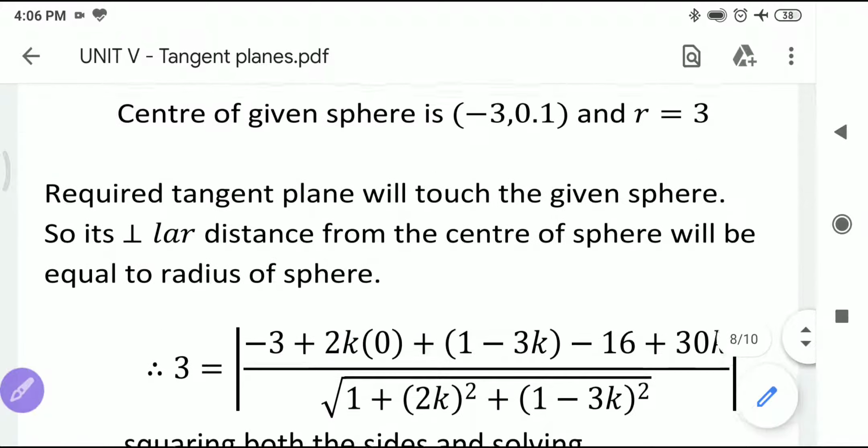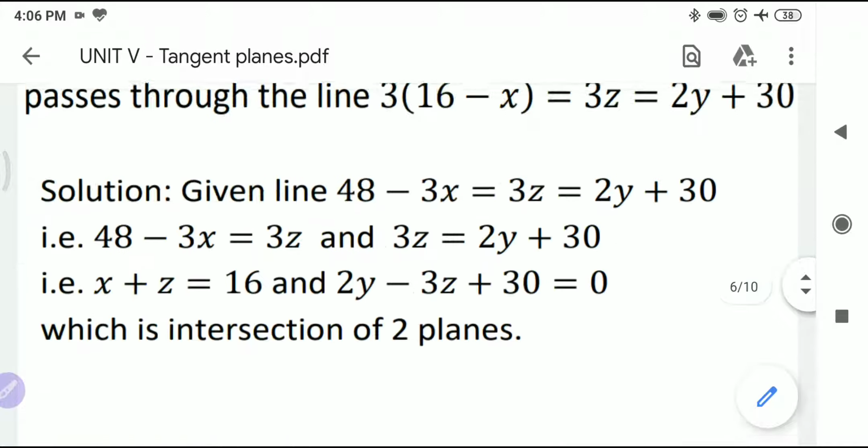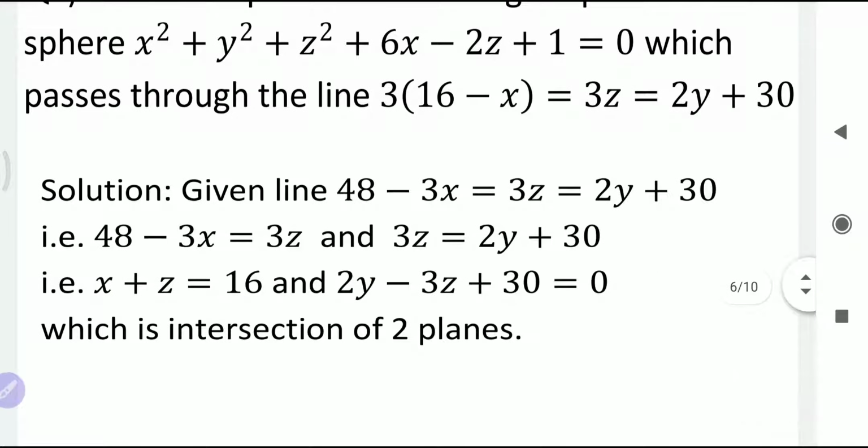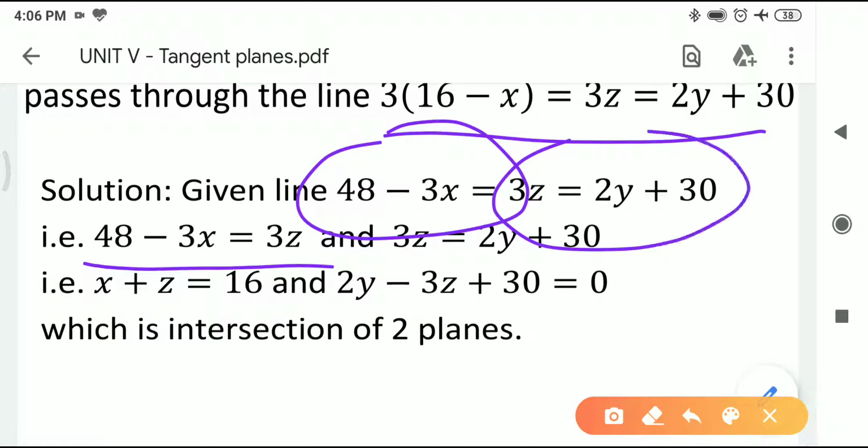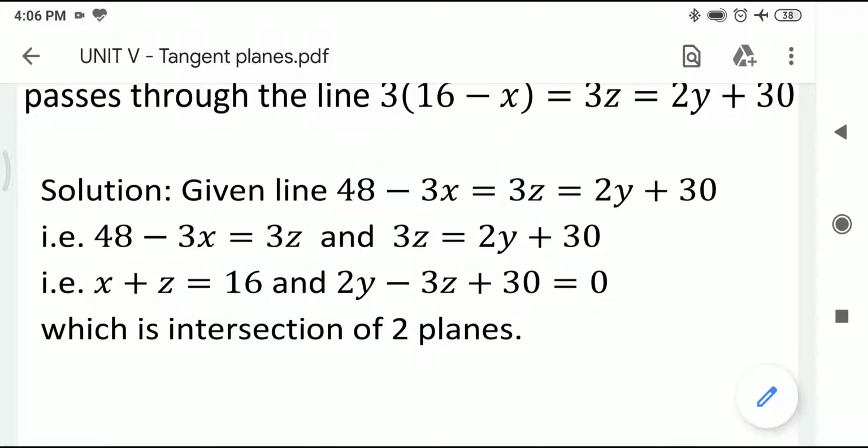Now how are we going to find the equation of those two planes? Simply, we'll write down the equation of the line that is given to us in terms of two planes, because as I told you, the intersection of two planes is nothing but the line. When you separate this part and this part, you are going to get two equations, and those are the equations of the two planes.